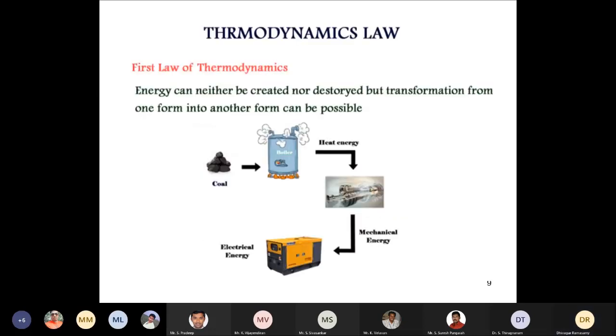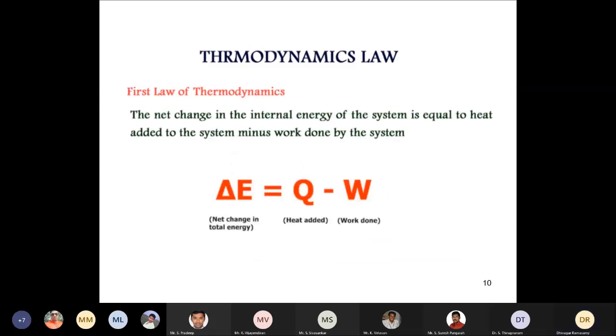Right. Then the first law of thermodynamics. We all know that we cannot create energy, and we cannot destroy it either. It is transferred from one form to another. I have given an example: coal is converted into heat energy, then that heat energy travels to the turbine, where mechanical energy is generated, and then that mechanical energy is converted into useful electrical energy with the help of a generator or motor. So energy can neither be created nor destroyed, and can only be transferred from one form to another. This is the first law of thermodynamics.